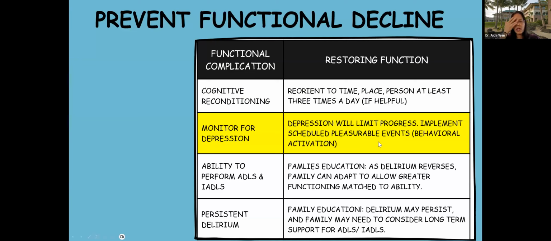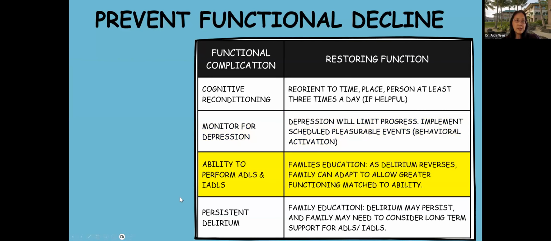And so, try to kind of preempt this a little bit and try to implement scheduled pleasurable events. So this is something we call behavioral activation. So whatever is realistic that they can do, something that they enjoy, maybe make sure you have the granddaughter from California calling in and checking on grandma, or something, right? Schedule in pleasurable events to sort of preempt this thing before it really gets bad. And just monitor for depression.